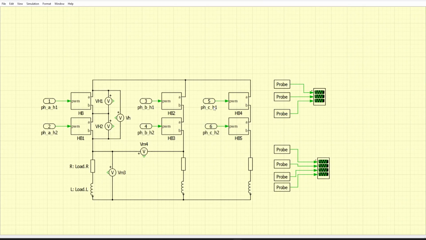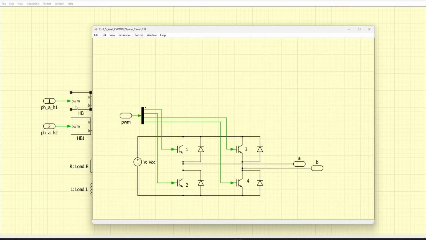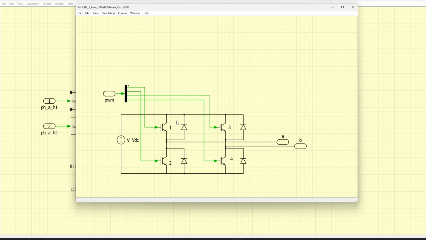Let's go inside. And you see we have 2 H bridges in phase A, and similar for B and C. So inside each H bridge, you see we have the 2 legs with 2 IGBTs each. So 1 and 2. I have named it accordingly. This is extremely important that you name it before and follow your logic accordingly. So in the same leg, I have 2 IGBTs, 1 and 2, and the second one 3 and 4.